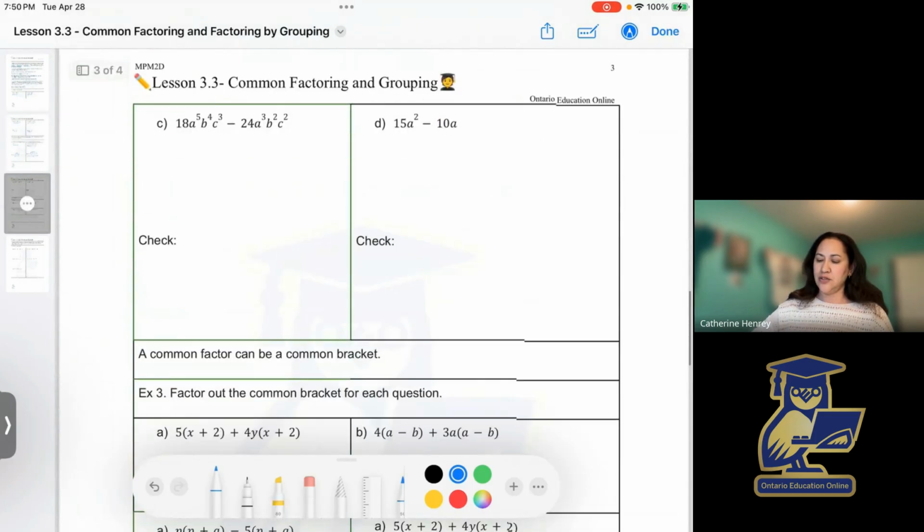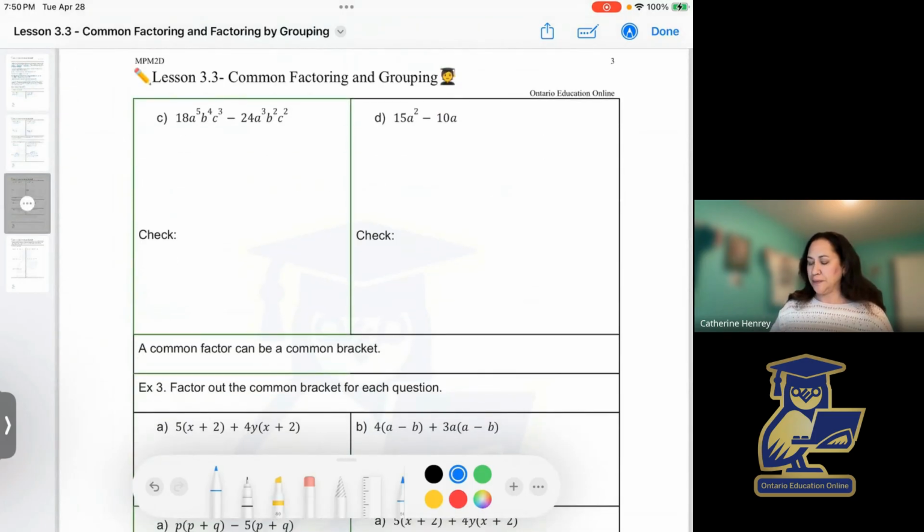All right, 2 more examples to just check. If we take a look at 18a^5b^4c^3 minus 24a^3b^2c^2, then out of the coefficients, we can take out a factor of 6. Let me zoom in here.